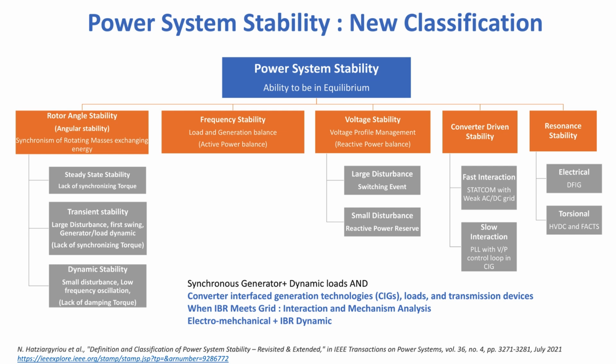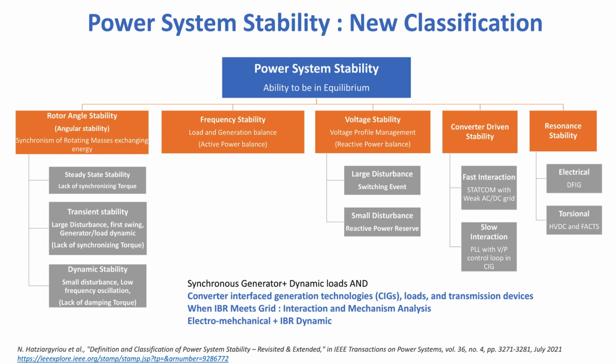Okay, so converter-driven stability must be about issues arising from these new devices. Yeah. Exactly. The presentation mentions fast interaction and slow interaction. Fast interactions might involve, say, rapid oscillations caused by the interaction between a powerful FACTS device like a STATCOM and a weak part of the grid. Very quick phenomena. Slow interactions could involve the control loops within the converters themselves, the phase-locked loops that sync them to the grid, or their voltage and power controllers. If these aren't tuned right, they can interact badly with each other or the grid, potentially causing instability over seconds or minutes.